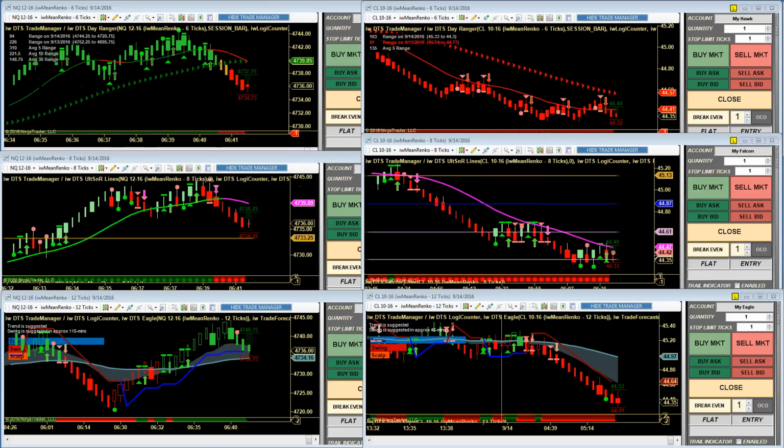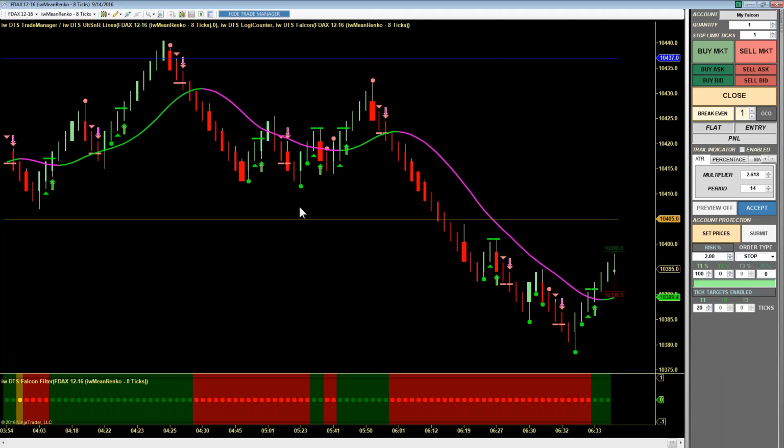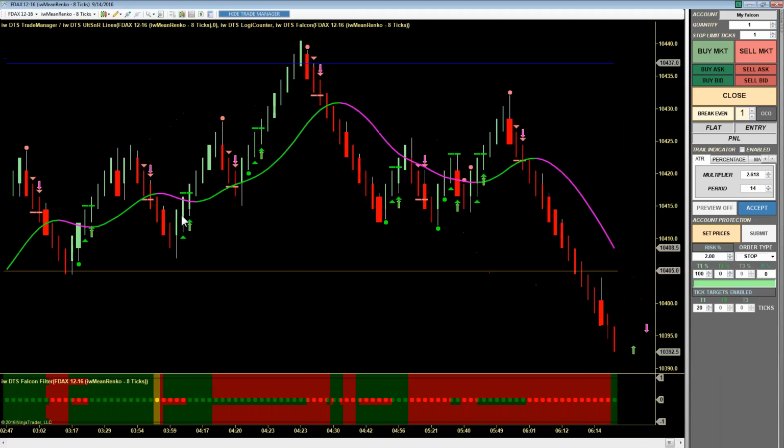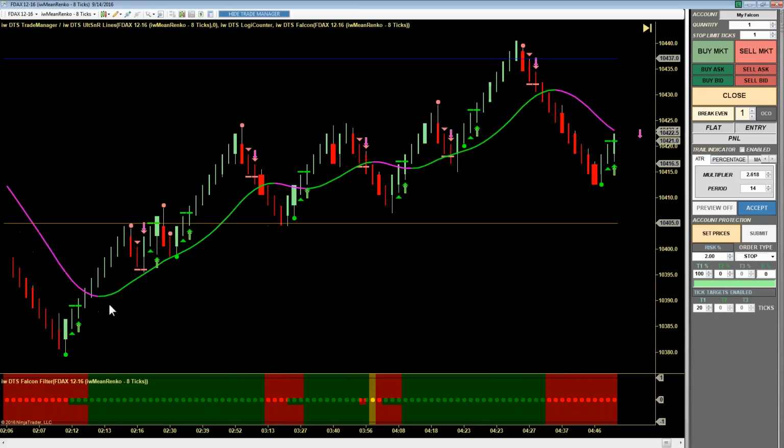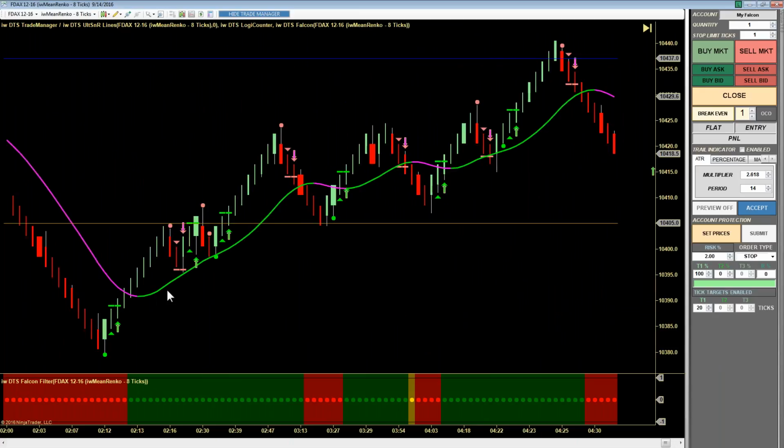Let's take a quick look here at the Falcon now. So here's the Falcon Swing Trader. And let's take a look. Oh, here we go. With the Falcon, what we tend to do is focus on the trend line. This trend line gives us our directional bias. So when the trend line's red, we're looking for sell signals. When it's green, we're looking for buy signals.